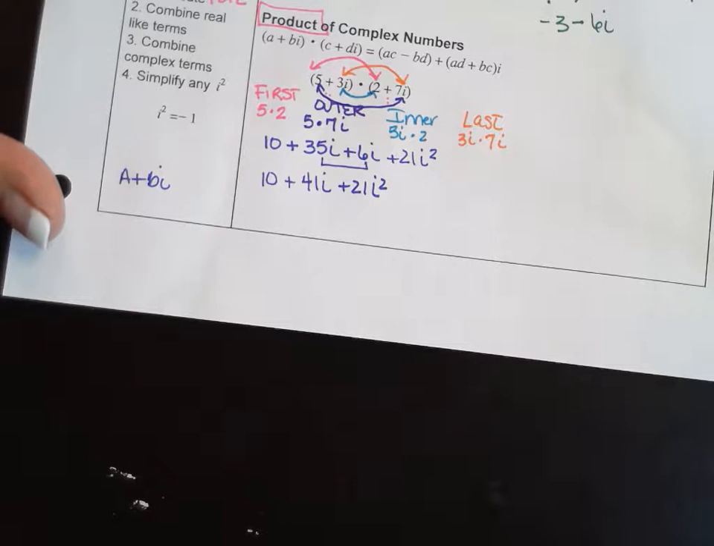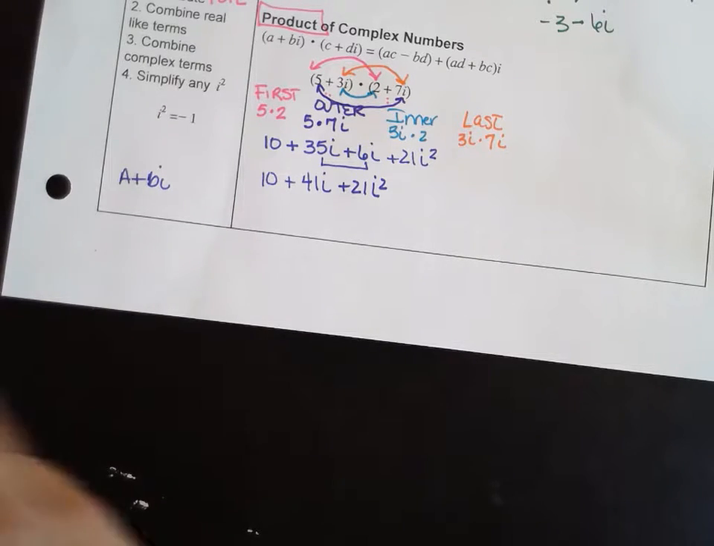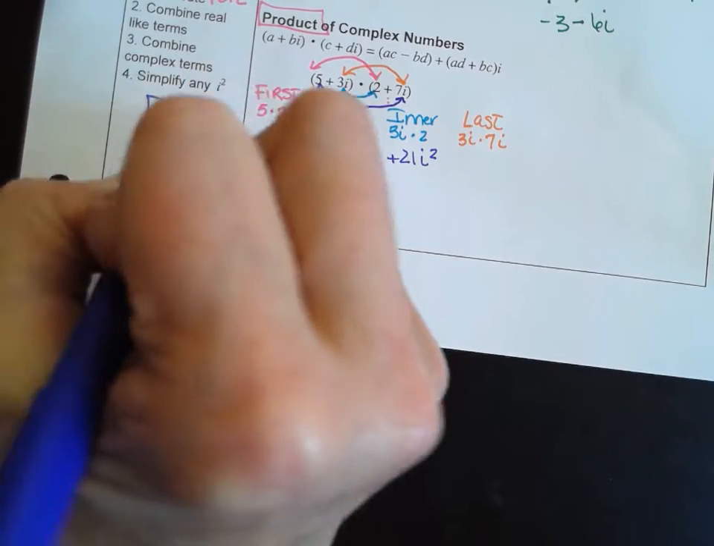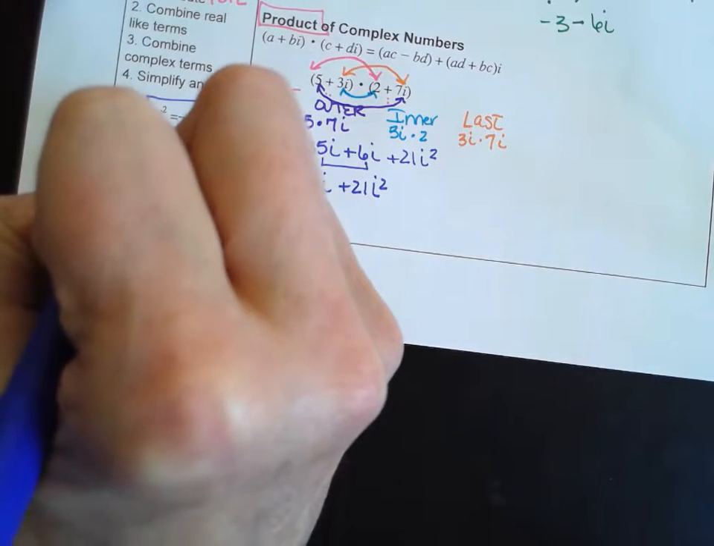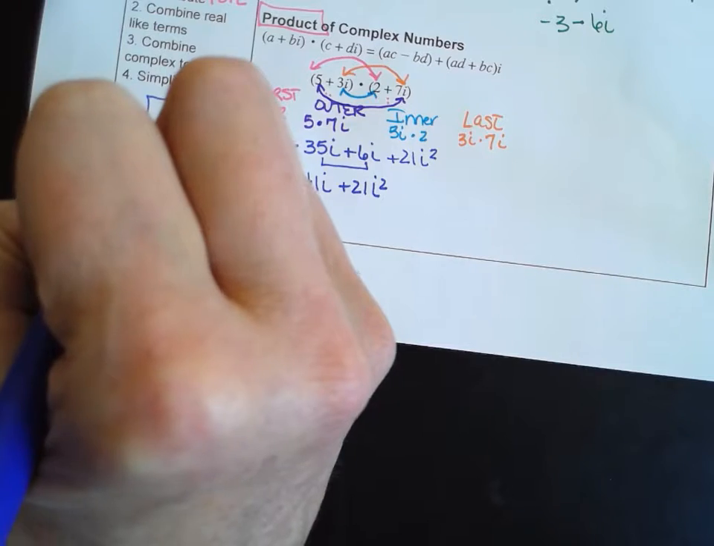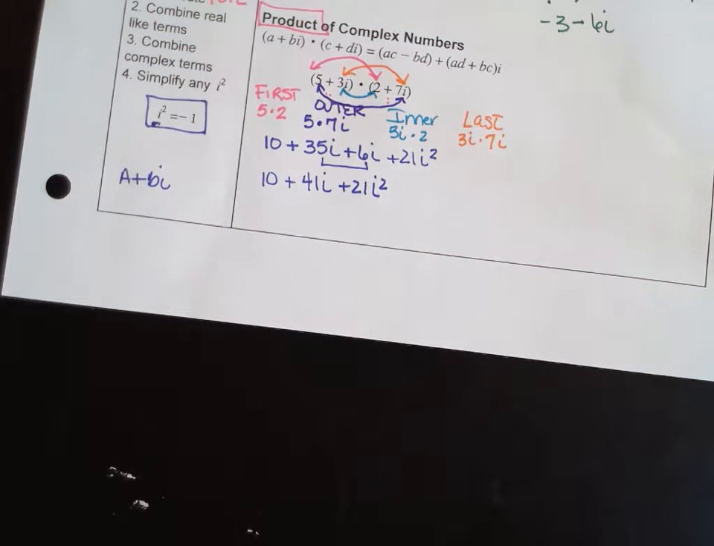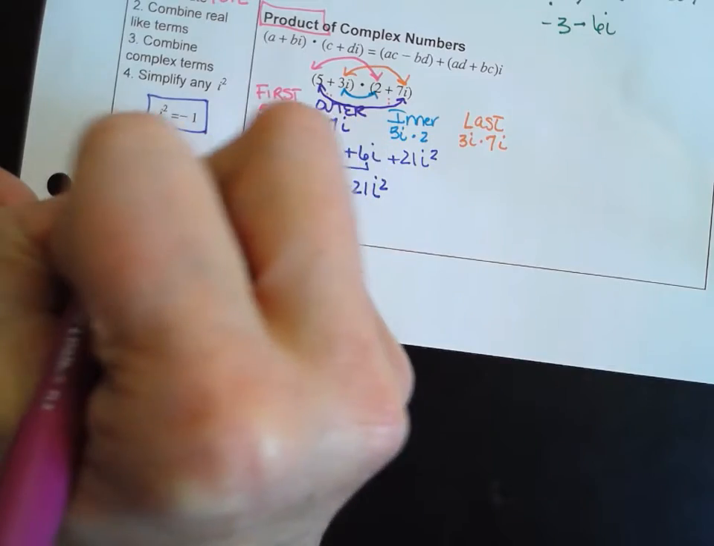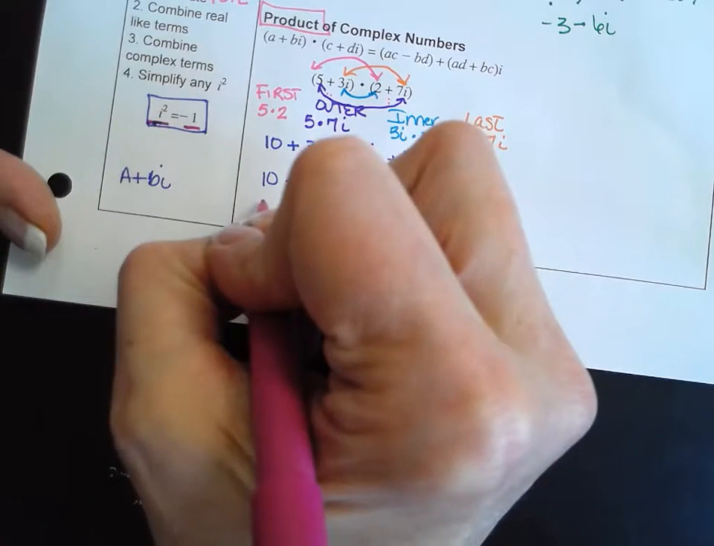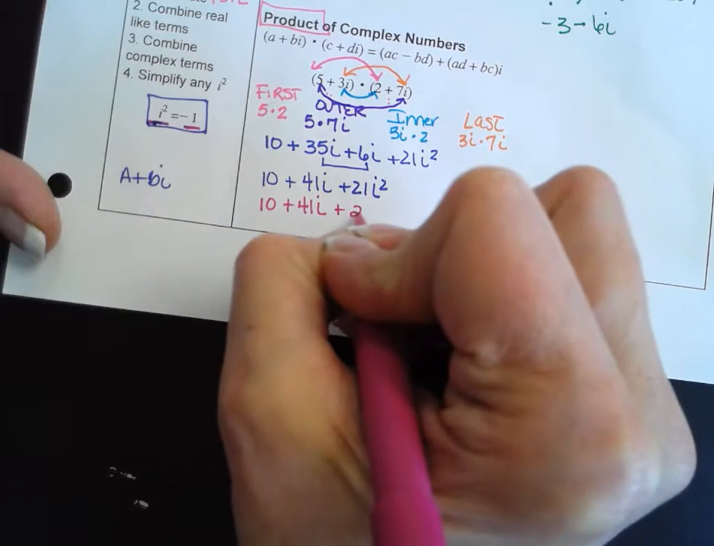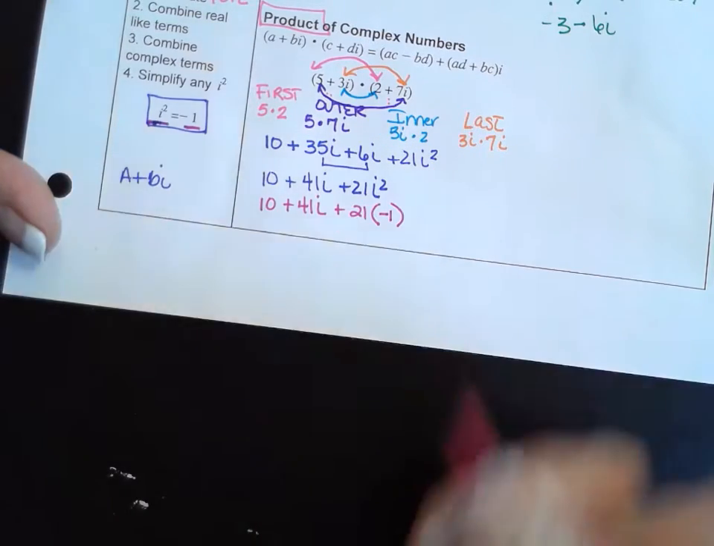Okay? But remember what I said about transferring back and forth between imaginary and the real number world? You use this equation. If i squared is equal to -1, what do I want to do in my equation? Beautiful. Perfect answer. So 10 plus 41i plus 21 times -1.